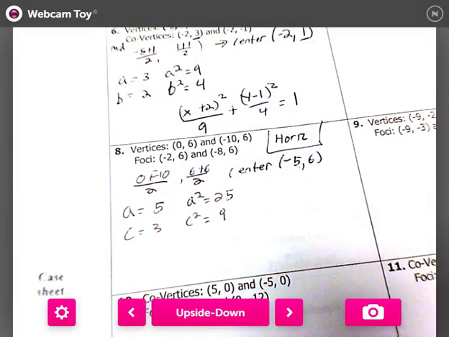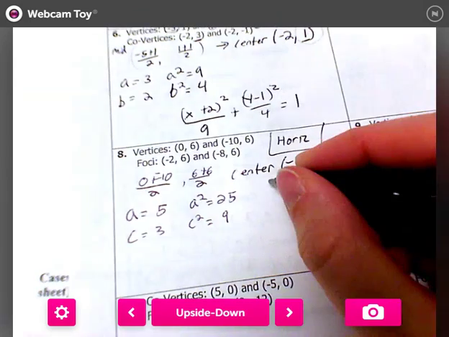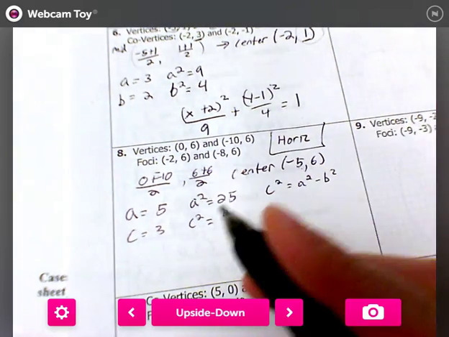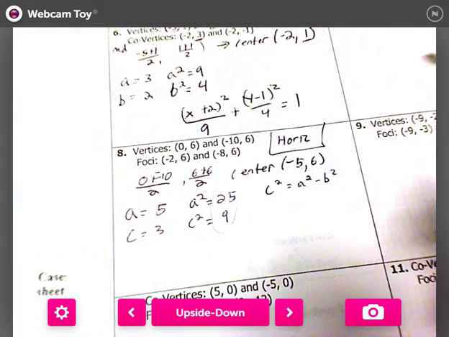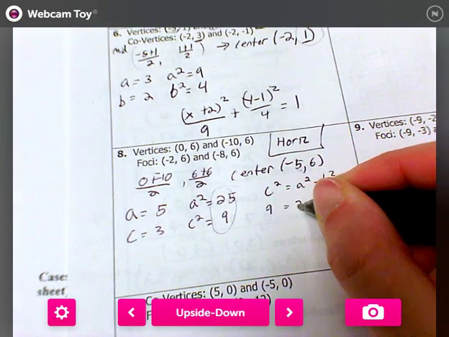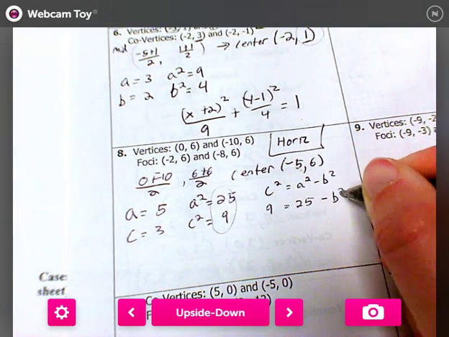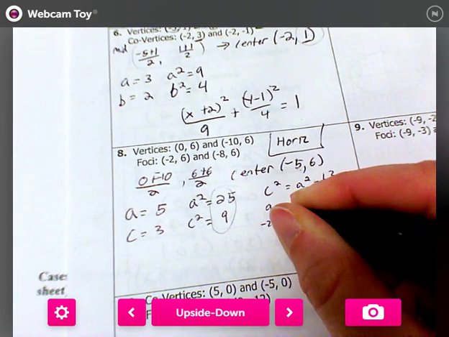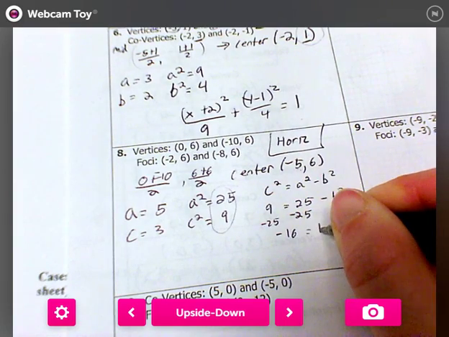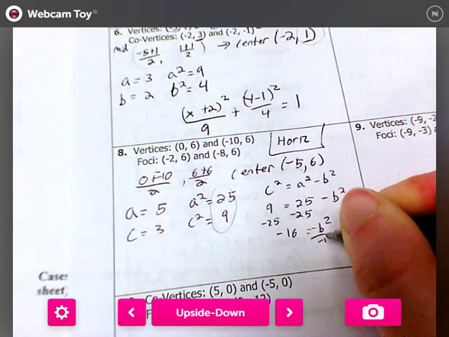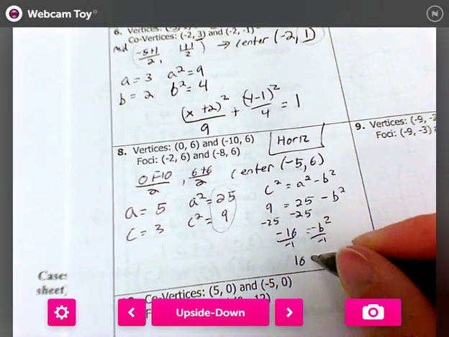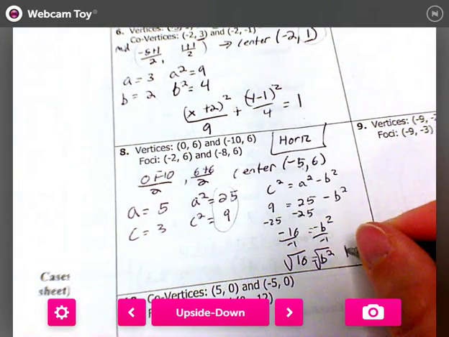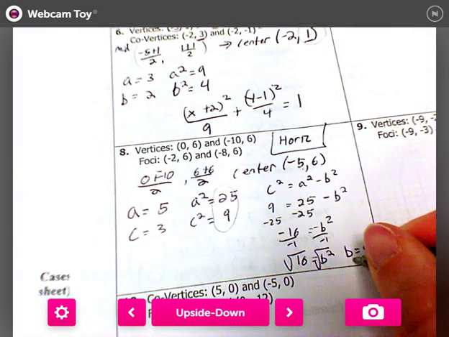So now I have to plug it in a little bit differently to that weird equation. We've got c squared equals a squared minus b squared. We're going to plug in a squared and c squared. So we're going to go 9 equals 25 minus b squared. We're going to subtract 25 from both sides. We get -16 equals negative b squared. We're going to divide by -1, and we get 16 equals b squared. Then we're going to square root both sides. b equals 4. So b squared equals 16.